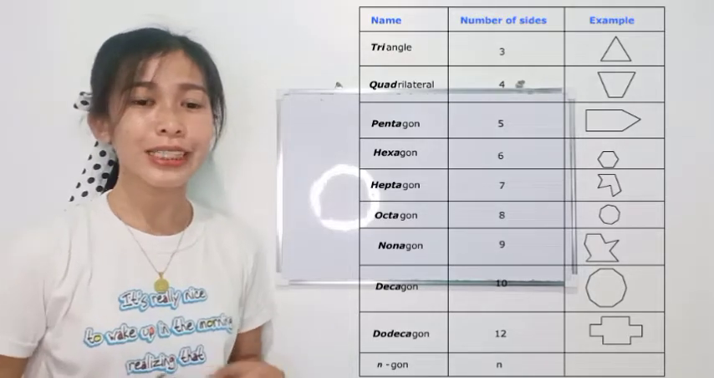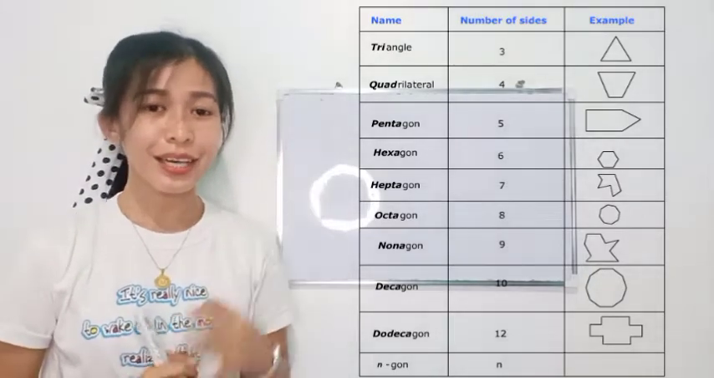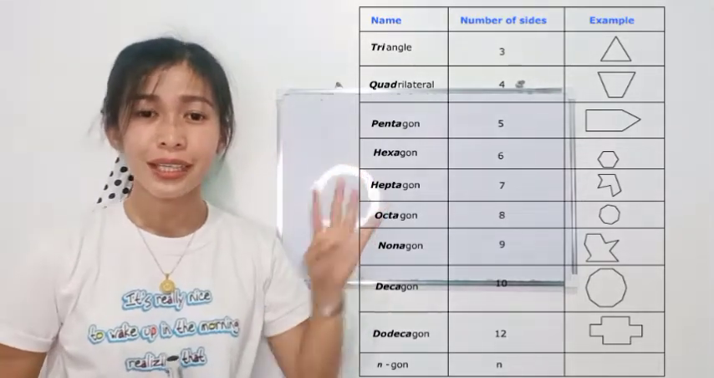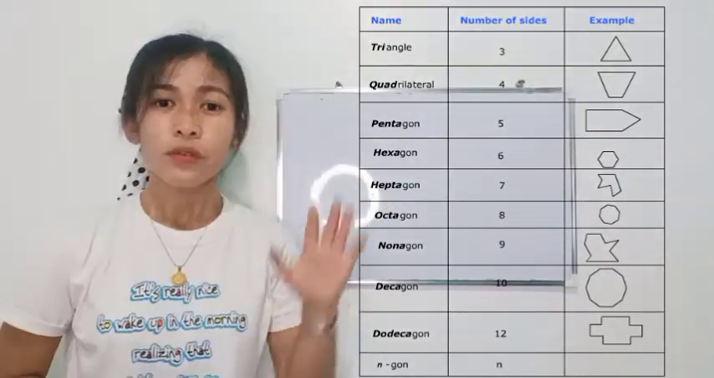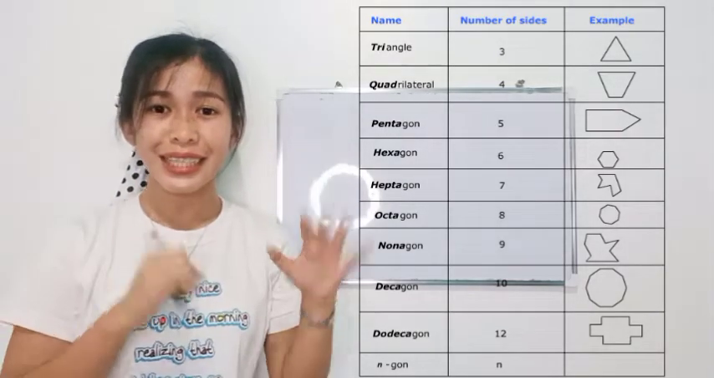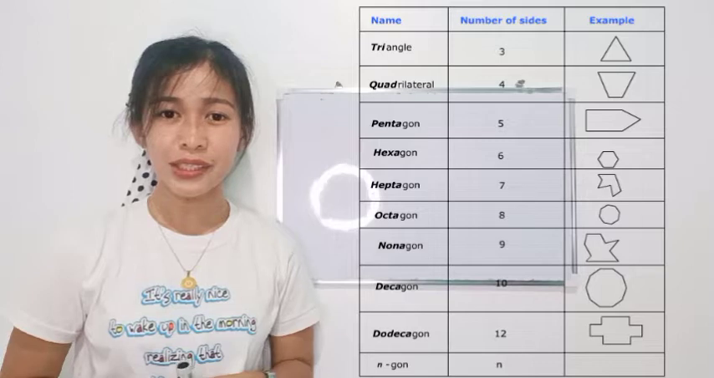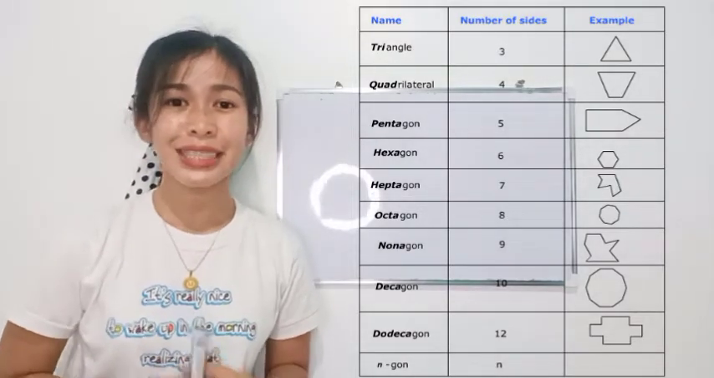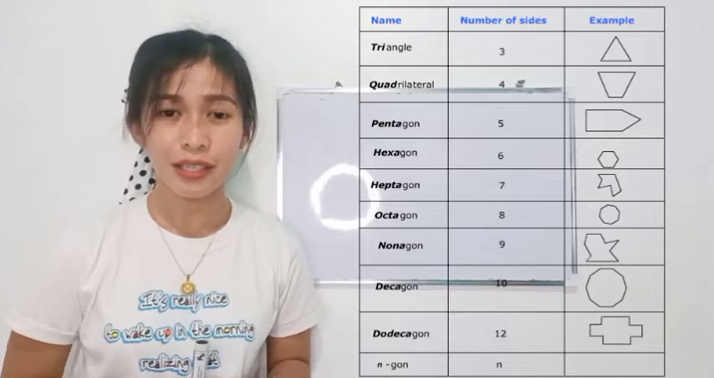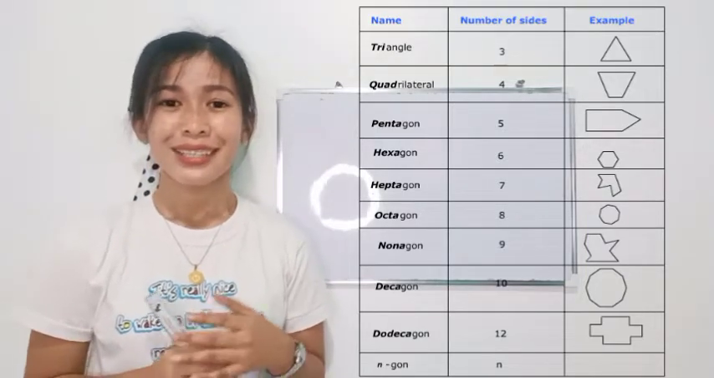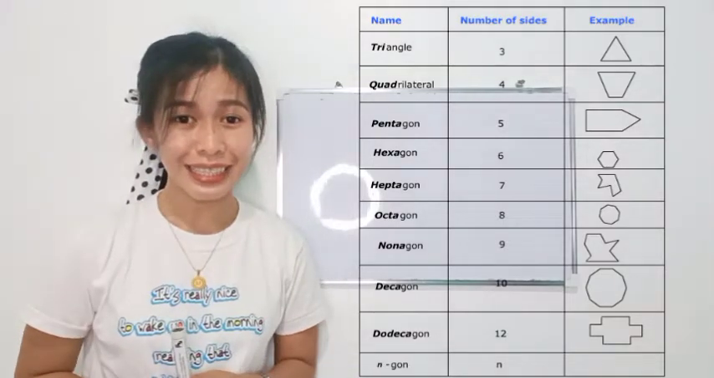Kapag ang polygon is mayroong 3 sides, it is called as triangle. 4 sides, it is a quadrilateral. 5 sides, it is a pentagon. 6 sides, it is a hexagon. 7 sides, it is a heptagon. 8 sides, it is an octagon. 9 sides, it is a nonagon. 10 sides, it is a decagon.